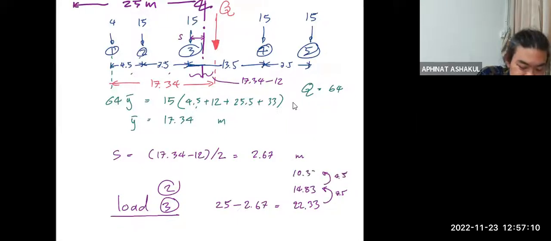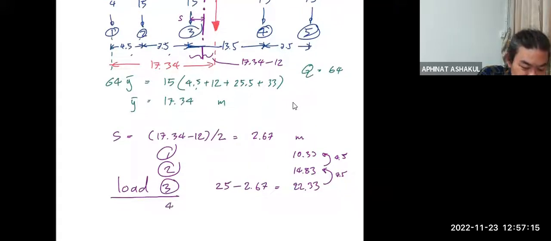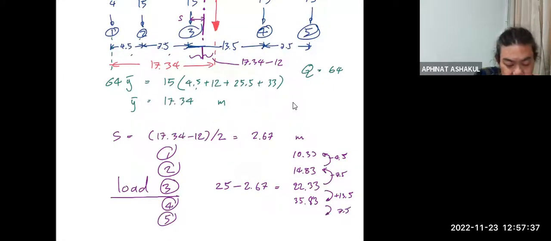Oh, you already did that. Good. And then load number 4, we add 13.5, right, to 22.3. And then load number 5, you add 7.5 more. Now we have all the locations of the load very quickly.